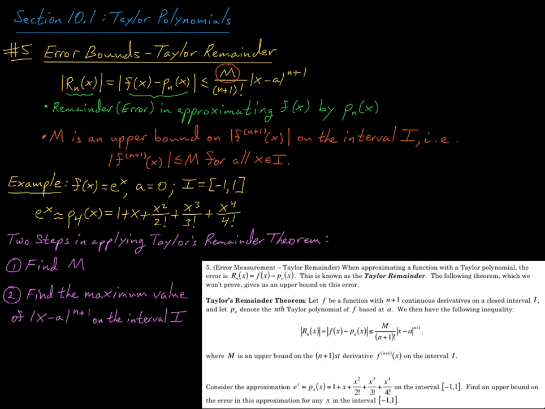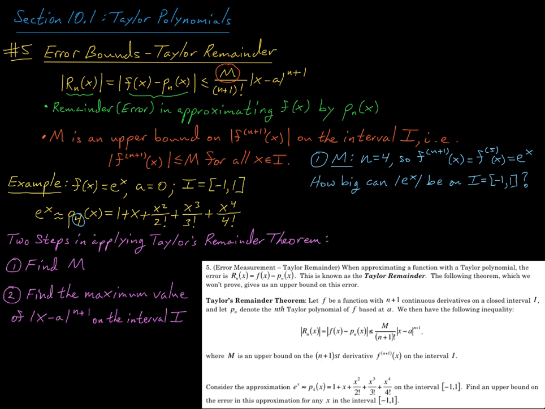So let's go ahead and start by finding M. Now here, since we're using P4 to approximate our function, n is 4. And so the n plus first derivative of f here is the fifth derivative. And what's the fifth derivative of e to the x? Well, that's just e to the x itself. And so what we're really asking here when finding M is how big can e to the x, the fifth derivative, in absolute value be on this interval I, which is from -1 to 1.